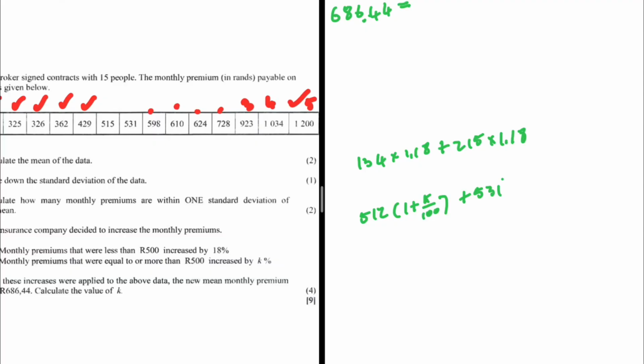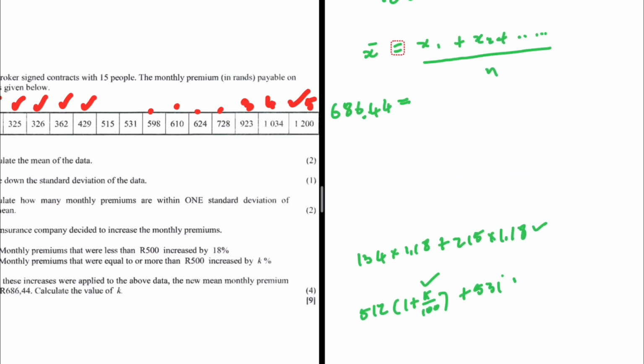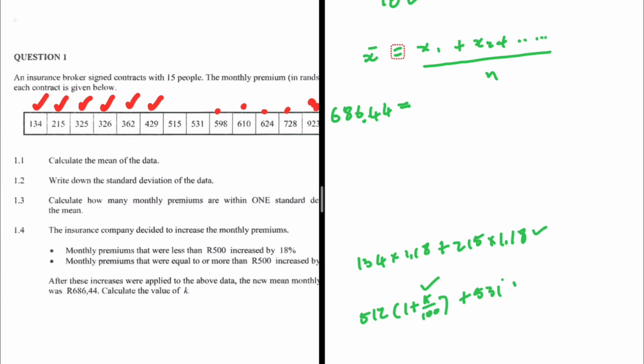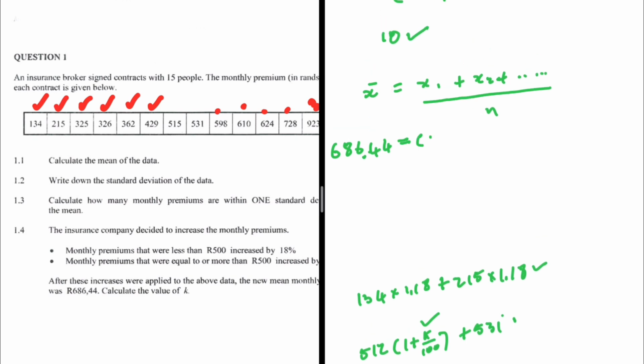So what I want you to realize is that we can take 1.18 as a common factor there, and take this bracket, 1 plus K over 100, as a common factor as well. So instead, we're going to add those 6 values which are less than 500. We have 134, 215, 325, 326, 362, 429. They give me 1791, right?